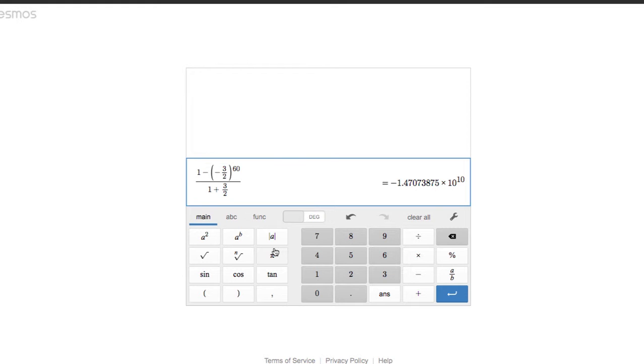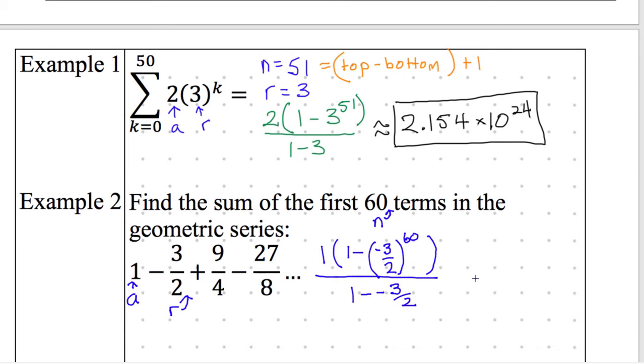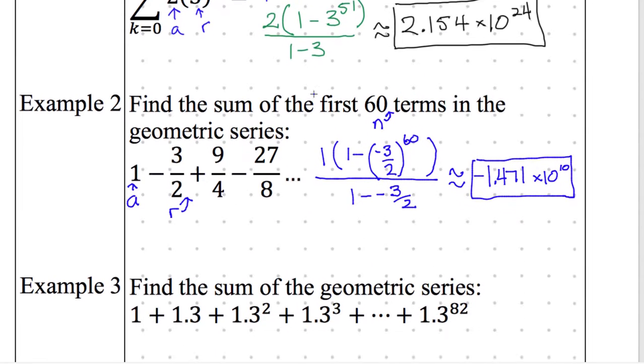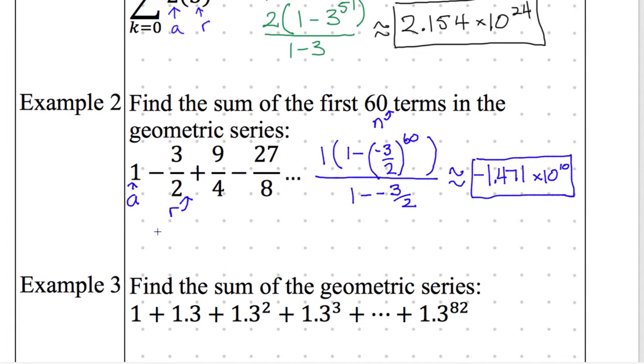So again, I'm going to just use 3 decimal places. That's generally the way that we do it in AP Calculus anyway. So negative 1.471. This is approximately equal to negative 1.471 times 10 to the power of 10. So negative 1 followed by 10 zeros. It's a really big number. And there is our final answer. That one's pretty easy peasy. It didn't require an extra formula. It did require you to find r.